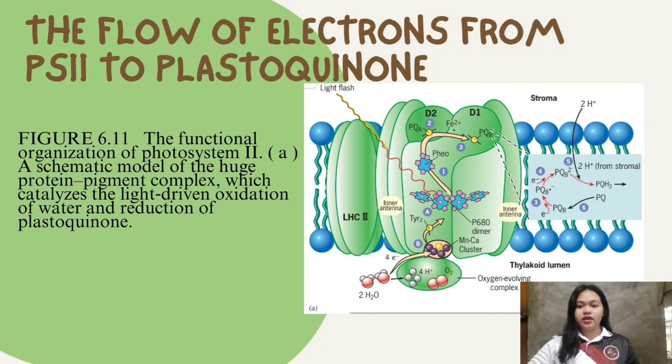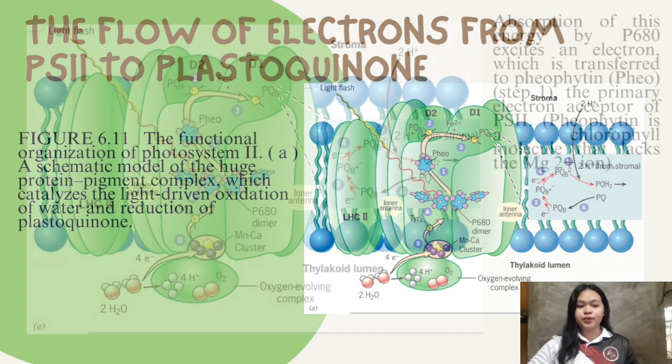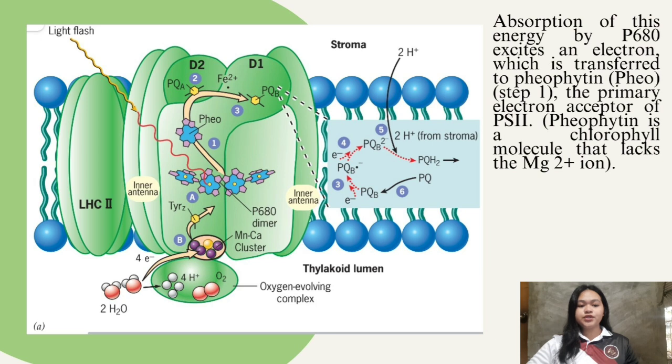Figure 6.11, the functional organization of photosystem 2. A schematic model of the huge protein pigment complex which catalyzes the light-driven oxidation of water and reduction of plastoquinone. In figure 6.11, we can see the process of the electron transport chain that happens under photosystem 2. Absorption of this energy by P680, or photosystem 2, excites an electron which is transferred to pheophytin, the primary electron acceptor of photosystem 2.